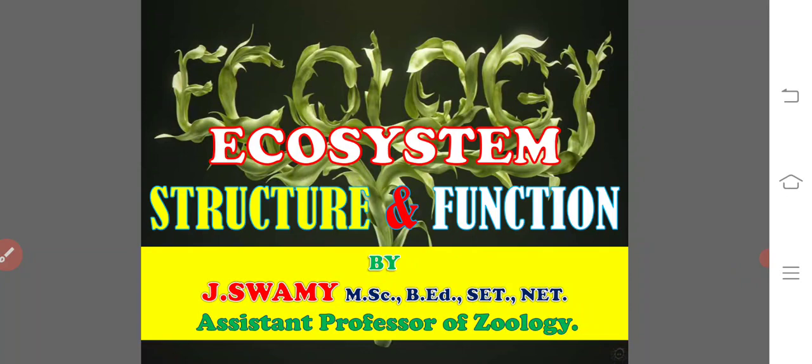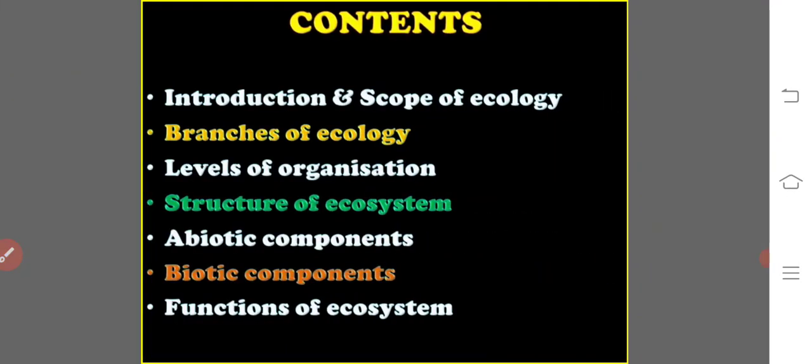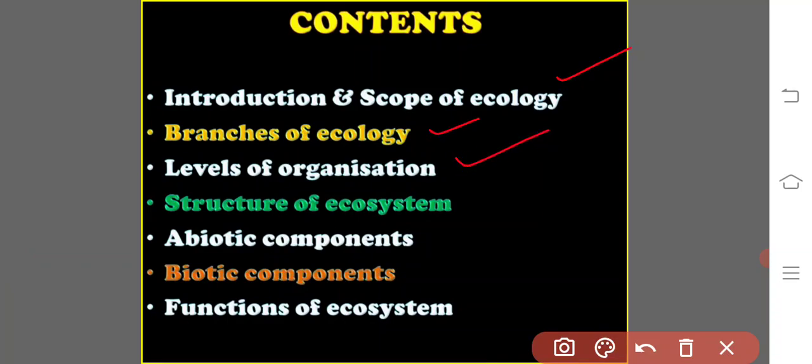In this class, we are going to discuss the ecosystem, structure and function. Under this topic, we are going to discuss the introduction and scope of ecology, branches of ecology, levels of organization of the ecology, structure of ecosystem, abiotic components, biotic components, and the functions of the ecosystem.